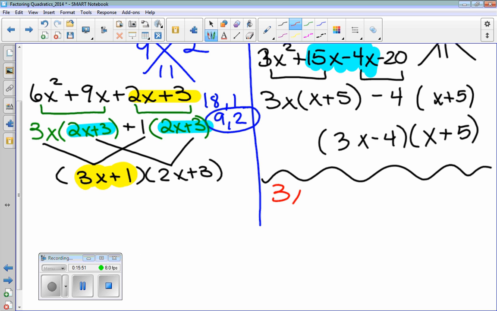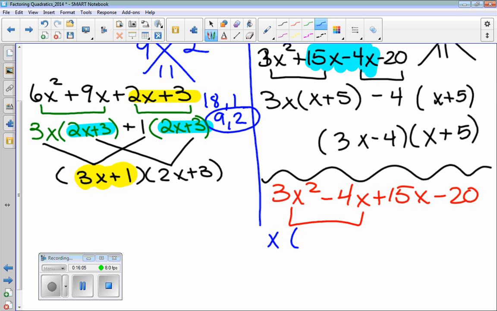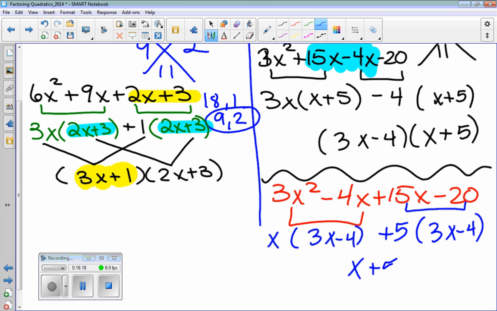So 3x squared minus 4x plus 15x minus 20. What if I wrote the two middle ones in the opposite order? Shouldn't matter. If I look at my first two, what can I take out? Only an x, and I'm left with 3x minus 4. This has to be a 3x minus 4 over here. What can I take out of my next two to get that? A 5. So the two factors are x plus 5, 3x minus 4. Doesn't matter the order that you do it.